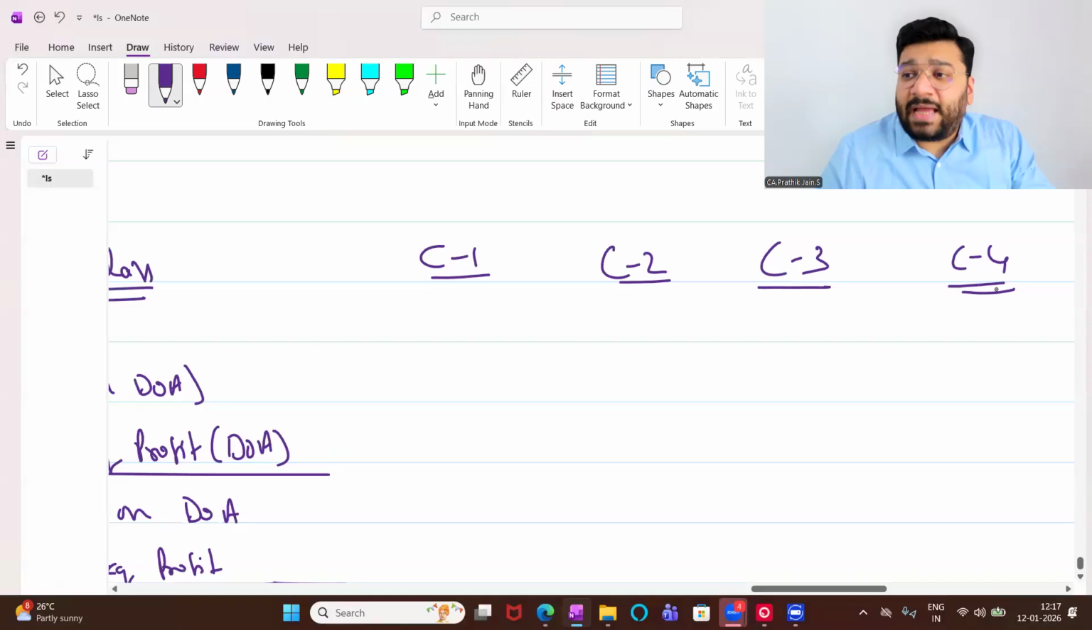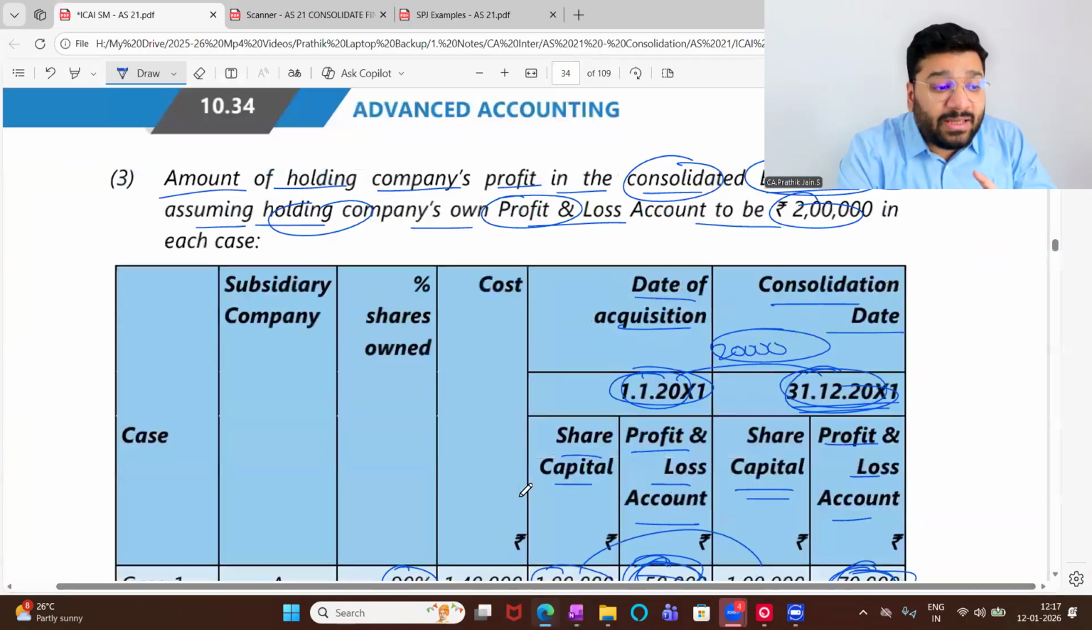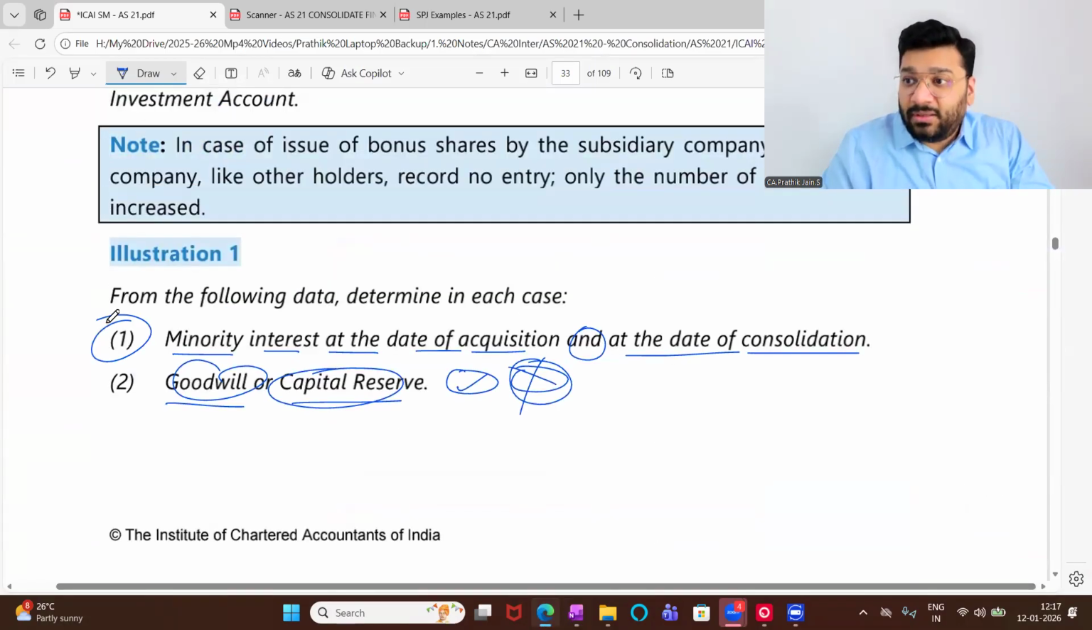But before I do this, I have to do one more additional working note to calculate the post-acquisition profit. Can we do that working note? This is not working note. This is the main answer. Because the requirement of the question is what? Calculation of minority interest. This is the main requirement. This will be working note if you are doing the consolidated balance sheet. Here, this is the main answer.